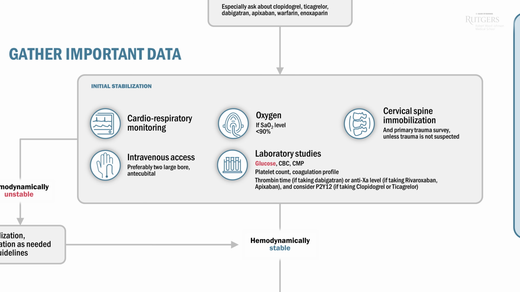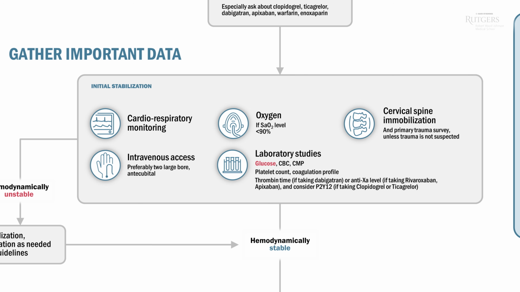After glucose, the most important labs are the platelet count and coagulation profile, PT, PTT, INR. Unfortunately, those labs do not measure direct oral anticoagulant or antiplatelet drug activity. So patients taking dabigatran should also get a thrombin time. Patients taking apixaban or rivaroxaban should get anti-10A levels. And draw P2Y12 level for patients on clopidogrel or ticagrelor. That took every neuron in my brain to say that word properly. Ticagrelor.